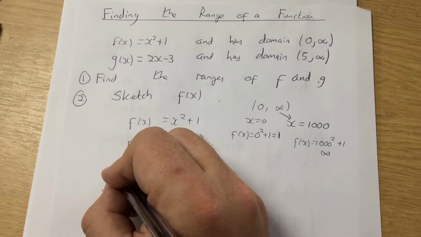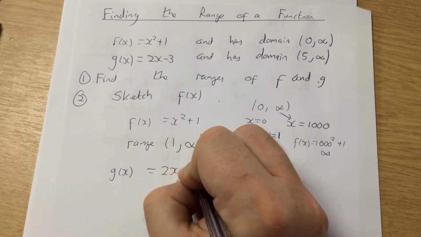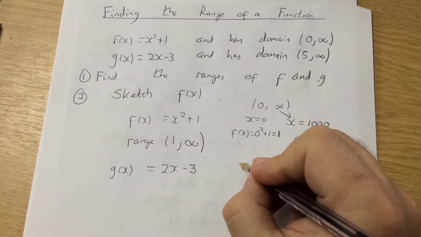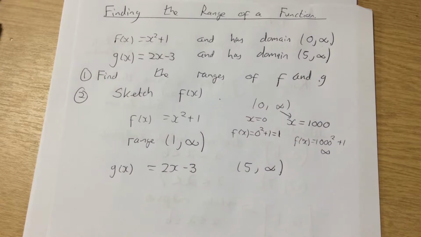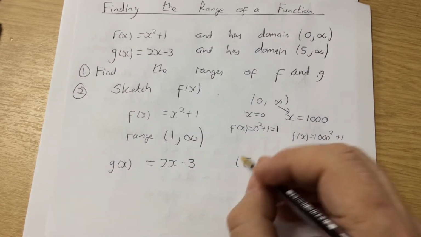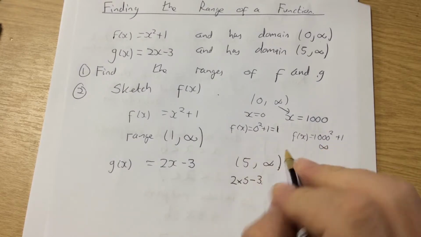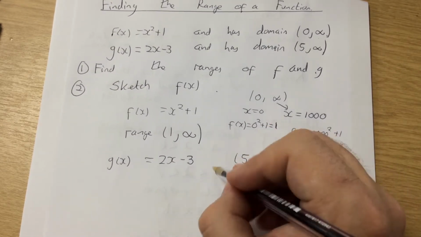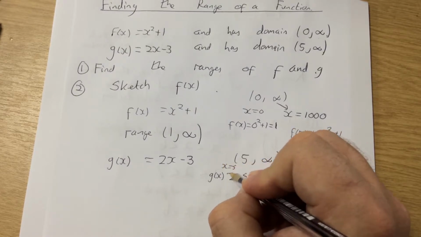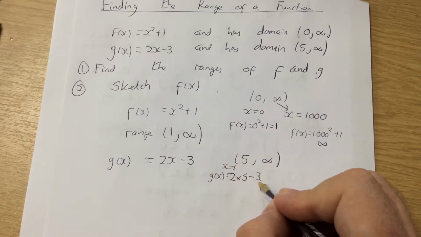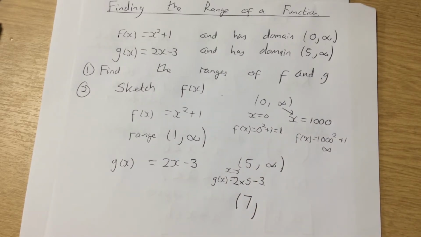If I'm doing the same thing for g of x is 2x minus 3, I'm going to substitute in 5, and again I'll put in a big number, like 1,000. So it's 2 times 5, take away 3, because I'm putting 5 in. G of x, when x is 5, becomes 2 times 5 is 10, take away 3 is 7. So this one is going to start on 7.